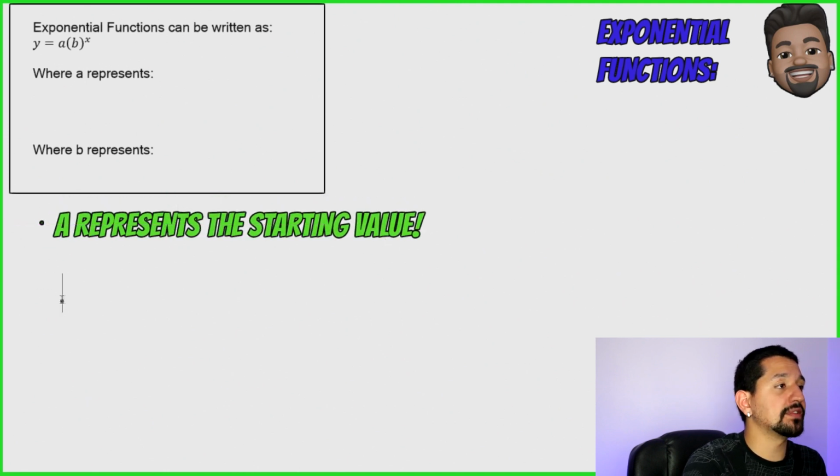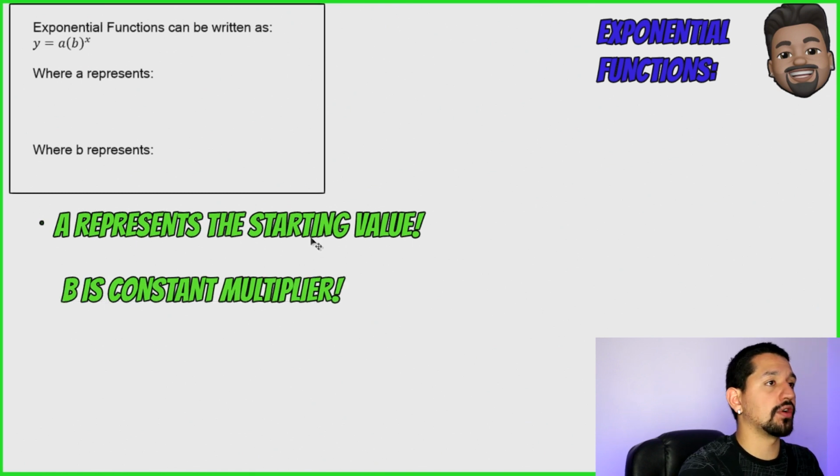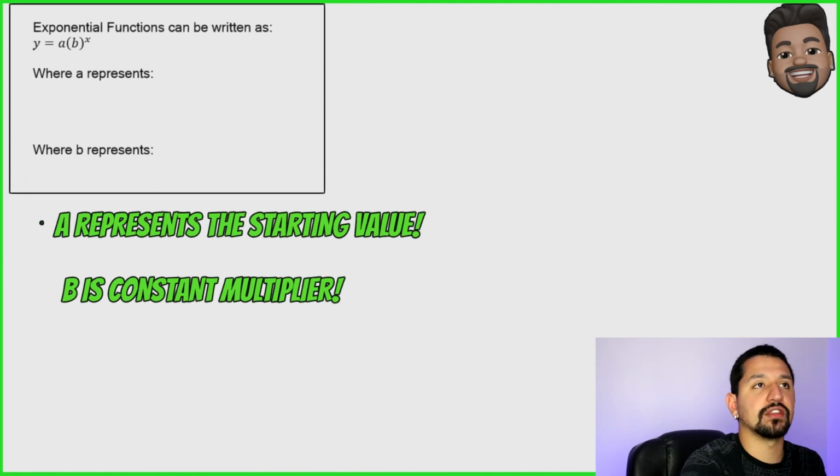Well, what does the b represent? Well, b is your constant multiplier. It is a number that you are constantly multiplying by or dividing by, depending on your problem. A represents the starting value, b represents the constant multiplier. And that's what exponential functions mean. Y is your output and x is your input. So just so you know, that's exactly what those values mean. So hopefully we got an idea of exponential functions, a little bit of how it goes from graph to table to equation, and a little bit of how it kind of forms.